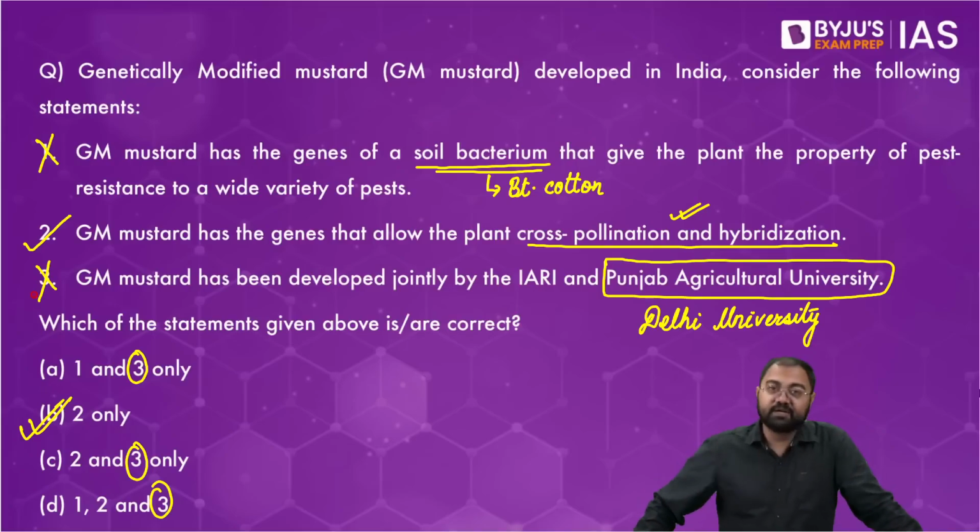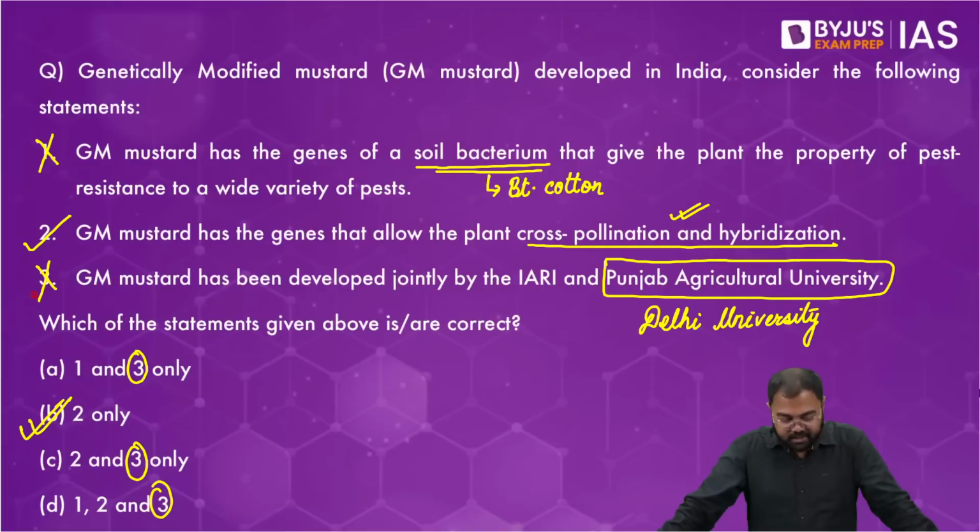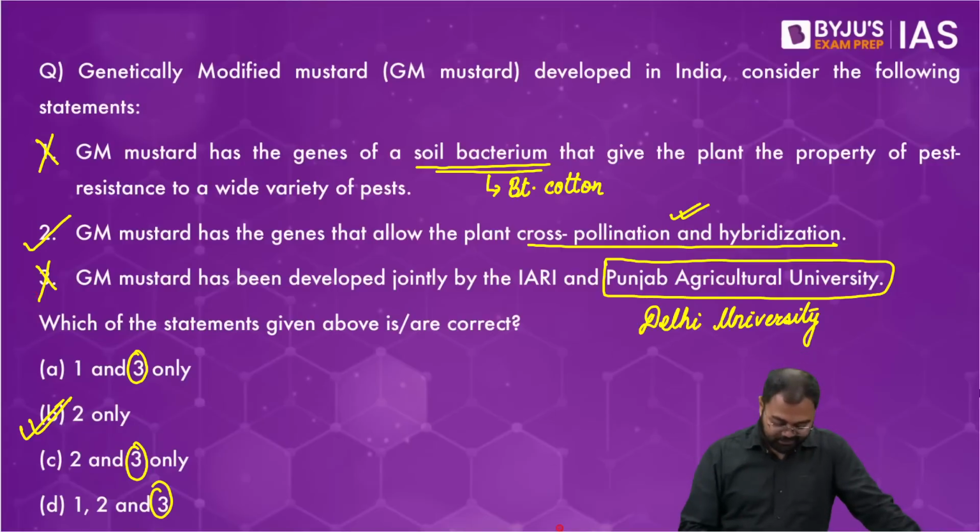Otherwise, it could have been a difficult question, because the first two statements are a bit technical and not very easy to mark as correct or wrong. So that's why statement number 3 actually makes it easy. Those were the days when a lot of questions could be answered with the help of the elimination method.